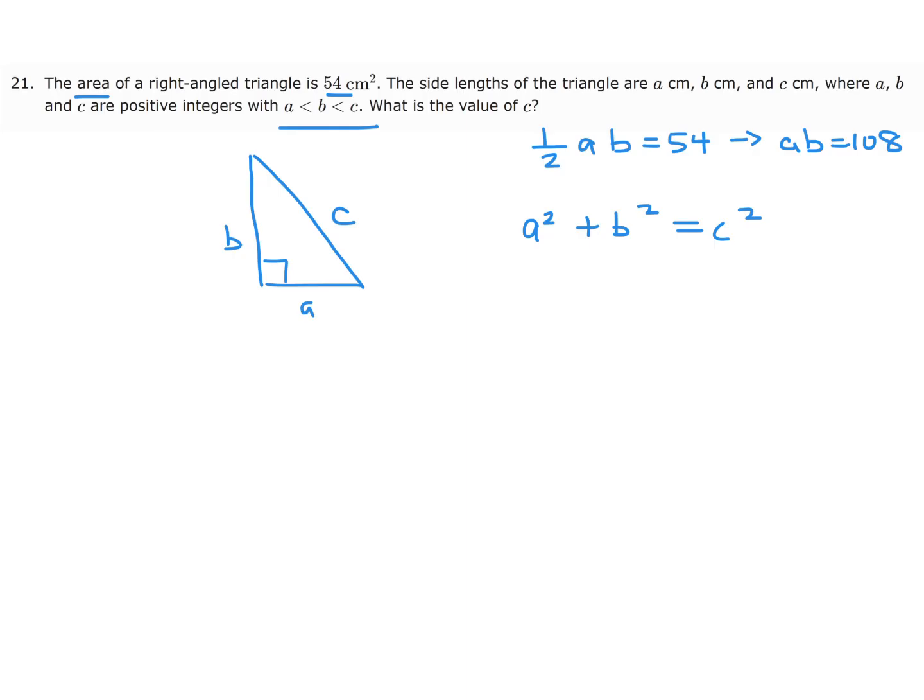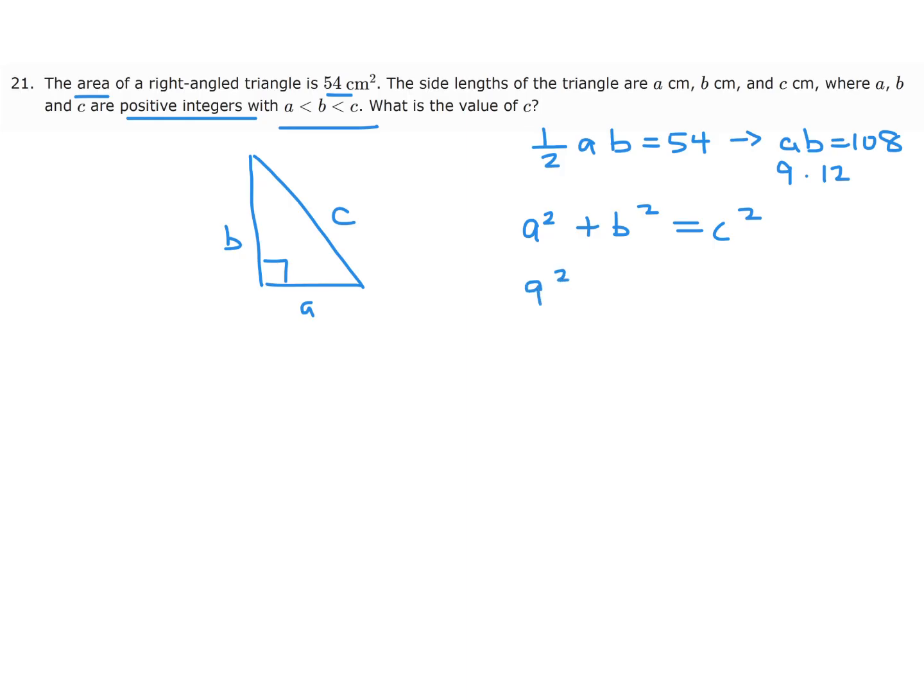And that means that we could probably do this by inspection. Yeah, because they've told us that they're integers, right? A, B, and C are integers. So I'm going to go with 9 and 12 for A and B, right? Because 9 times 12 is 108. Okay, that fits. Let's see what happens.